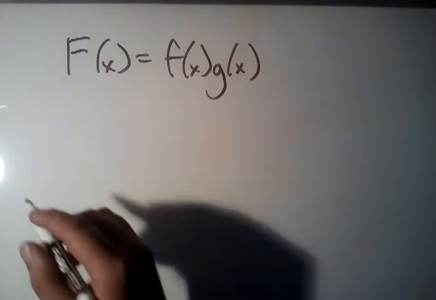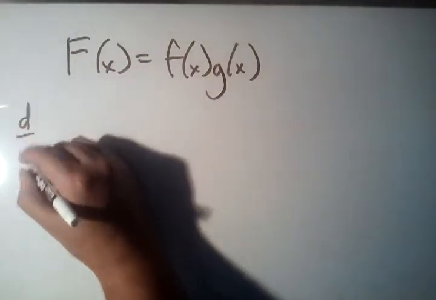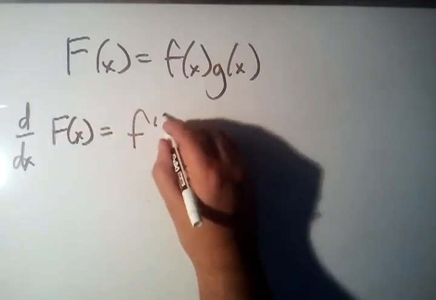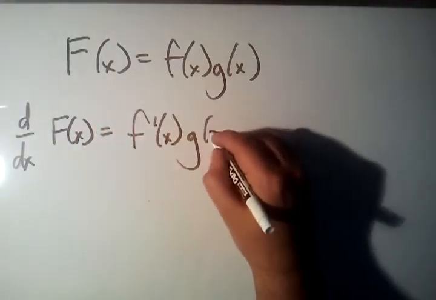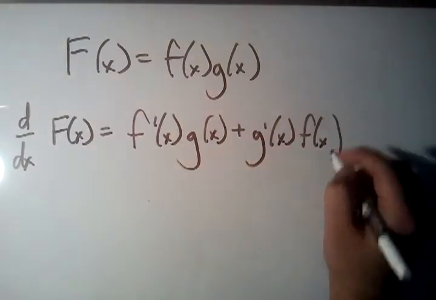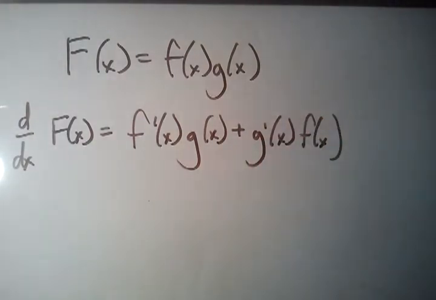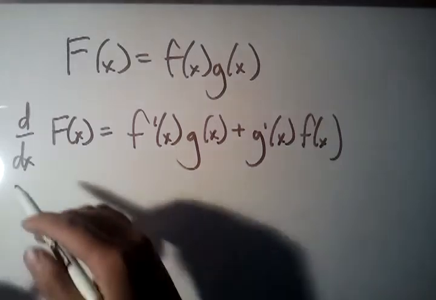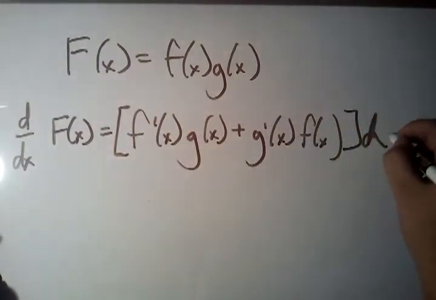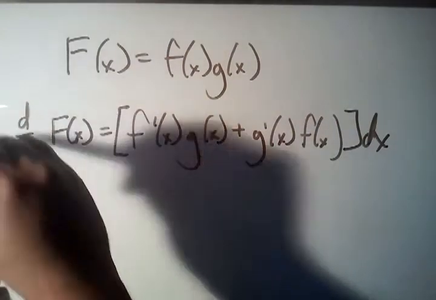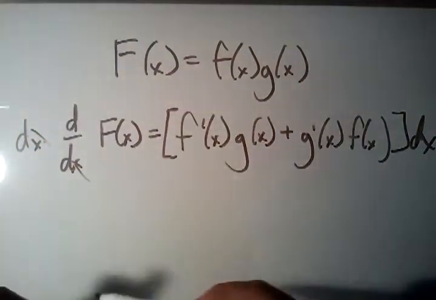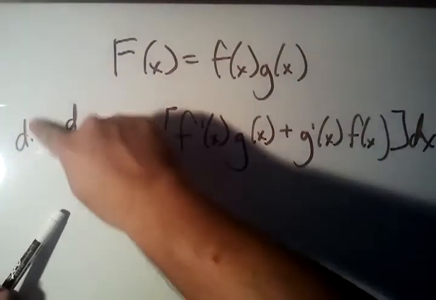And then we know that the product rule says that the derivative of big F of x equals f prime x, g of x, plus g prime x, small f of x, right? So now what we're going to do is multiply each side by the infinitesimal dx. Notice that they cancel out over here, so we can get rid of those and just erase them here.